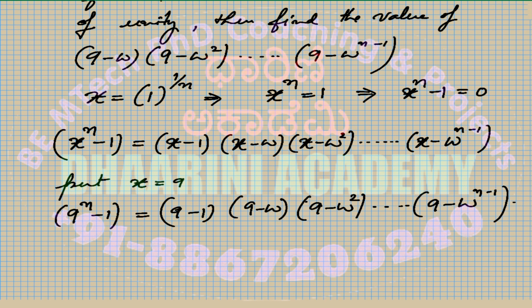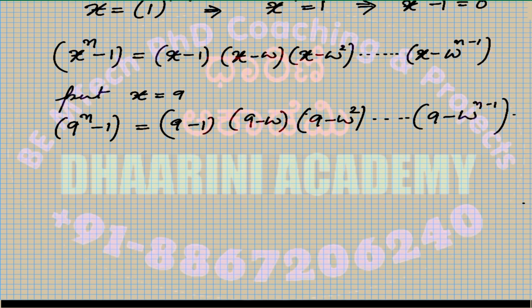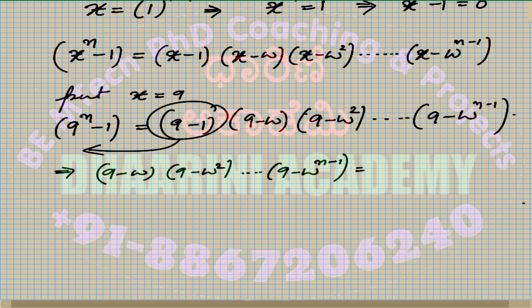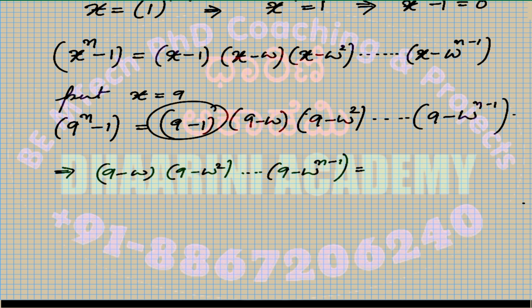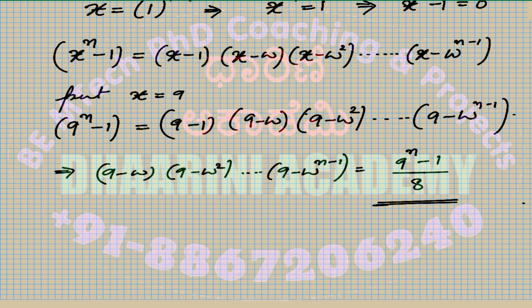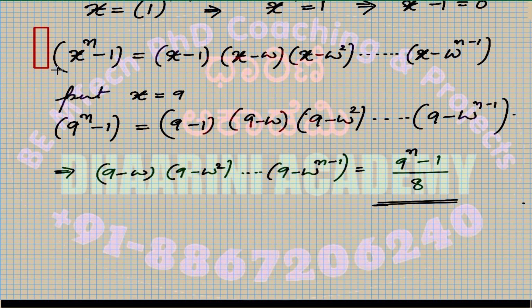So now let's do one thing. This implies when I want 9 minus omega, 9 minus omega squared up to 9 minus omega to the n minus 1, if you want to calculate this, bring this 9 minus 1, which is 8, to the other side. And it goes to the denominator. In the numerator, you have 9 to the n minus 1, divided by 8. So this is the required answer. Right? Very short answer. Just remember that there is one equation. This is our fundamental equation that we are going to use in this problem.